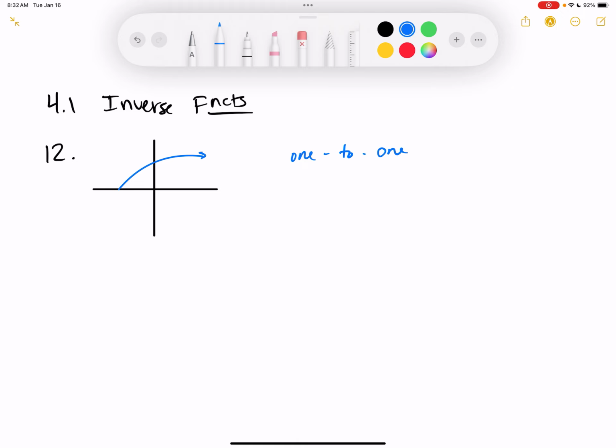And a lot of times I'll just write like 1-1. So it means the same thing.